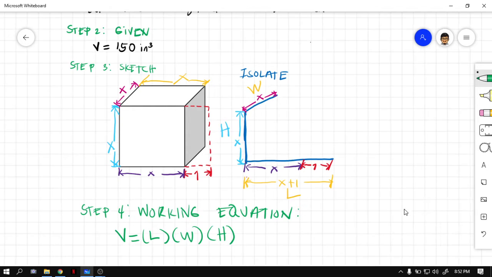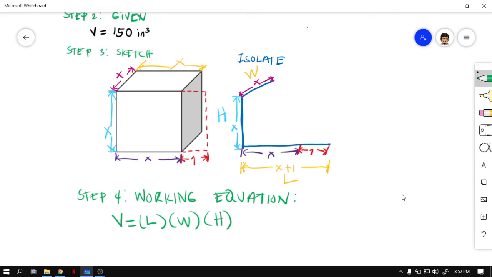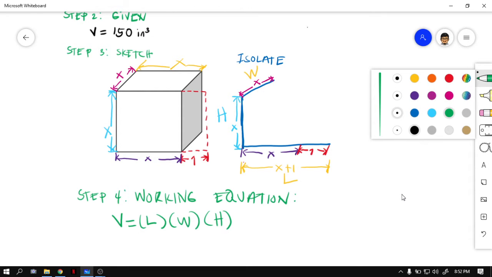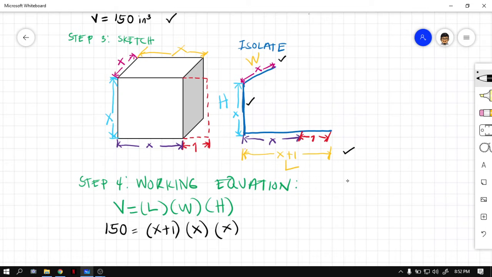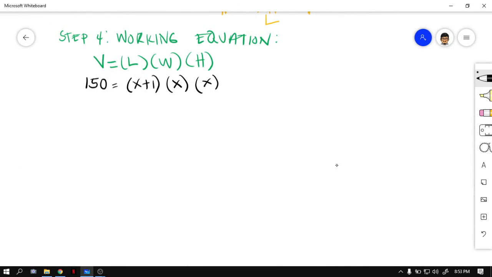Now, from there, we will now substitute all the given natin. All the given information from our given to our sketch. Okay? So, ang volume natin will be substituted by 150. Saan galing yung 150? Dito. Next, times the length. Anong length niya? Ito. So, we have x plus 1. And then the width, yung kanyang lapad is x also. And then yung height niya, ito, is also x. Okay? Yun. So, nagamit na natin yung information na ginawa natin kanina.